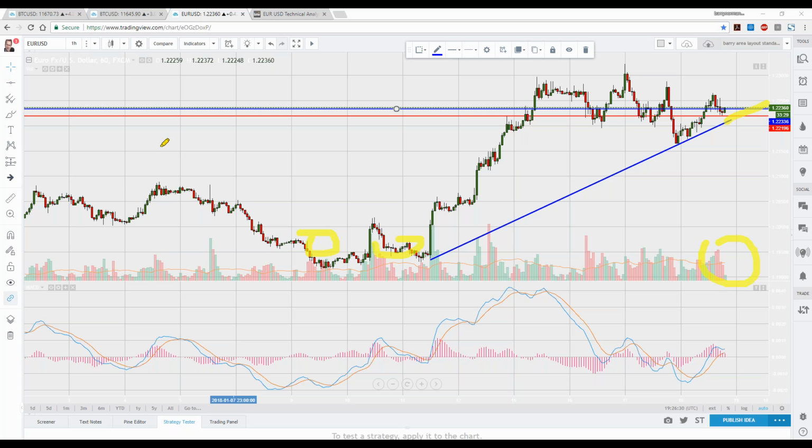So what have we got? We've got trend lines, we've got volume, we've got support and resistance. And we've already started to unravel some of this mystery about the chart and price action.